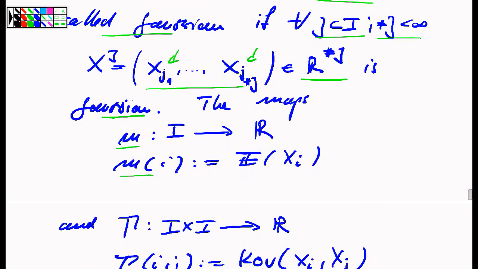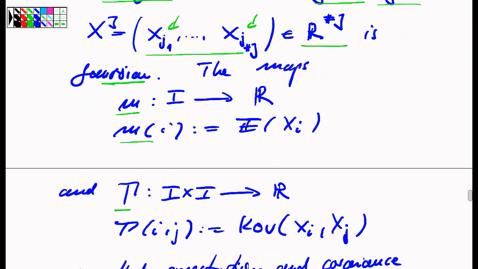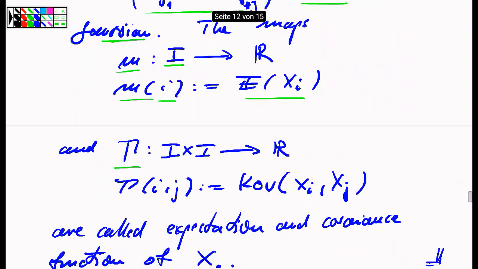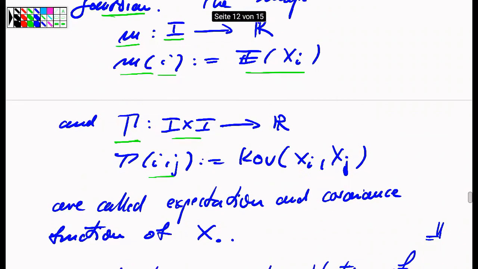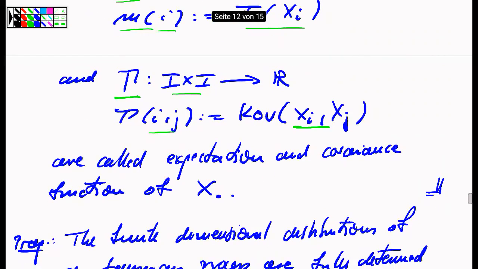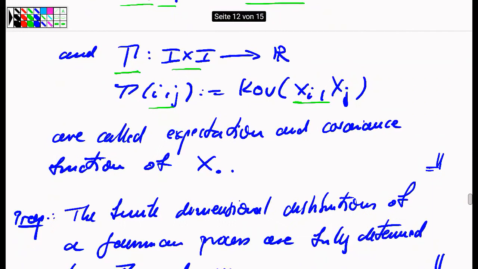For such a process, we introduce the maps m and gamma. m is the function defined on this index set I, which associates to every i the expected value of the stochastic process at time i. And gamma is a function in two variables from I, where gamma(i,j) is defined to be the covariance of Xi and Xj. These two functions are called the expectation and the covariance function of X.